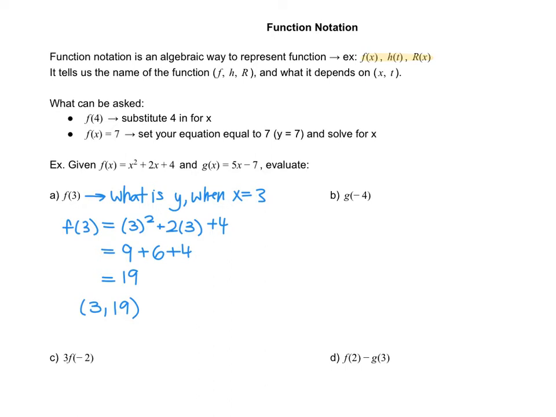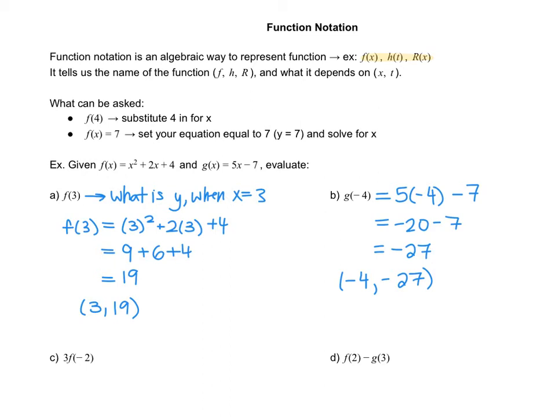Let's try another one, and this time I'm asking for g at -4, which is the same thing as x is -4, what is y, but it's function g this time. So I'm going to go to my line equation, that 5x minus 7, and instead of x, I'm going to write -4, and now I simplify. 5 times -4 is -20, subtract 7, -27. And again, this represents a coordinate. x is -4, and the y coordinate is -27. And that will be the coordinate on the line.